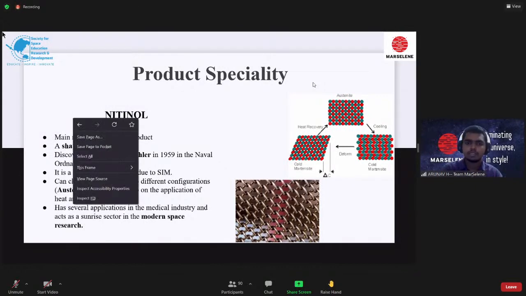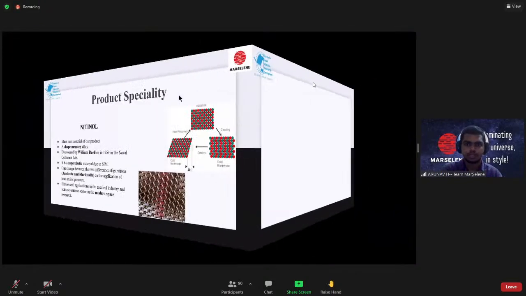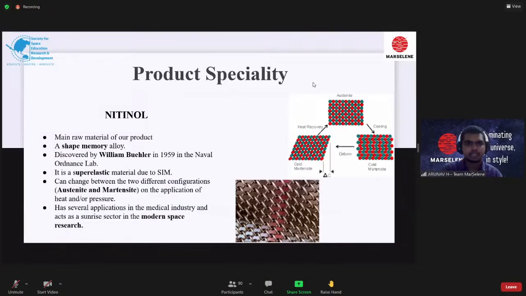The superelasticity stems from another property known as stress-induced martensitic transformation, or SIM. Thus, even though nitinol seems to go through plastic deformation, it can snap back into its original shape when the temperature is increased or the stress is relieved.